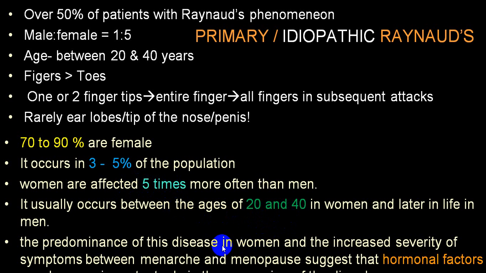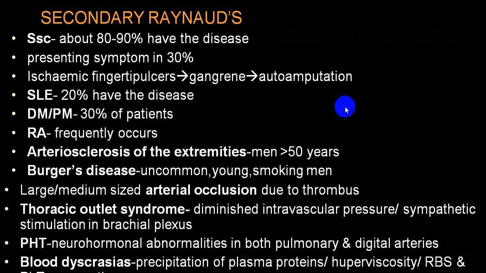and symptoms will increase between menarche and menopause, suggesting there is some hormonal factor which is playing a role. Secondary Raynaud's is very common in systemic sclerosis. 80 to 90% have Raynaud's phenomena.